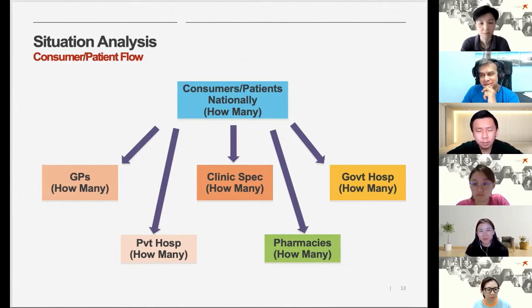For schizophrenia, maybe consider no. So that means if they don't go to GPs, then you can leave out the GP box. Take it away. Don't have to put a GP box. That means everybody is going to a specialist. Now, if it's a specialist, how many are going to the specialists in private hospitals? How many to the specialists in the clinic? How many to specialists in the government hospital?